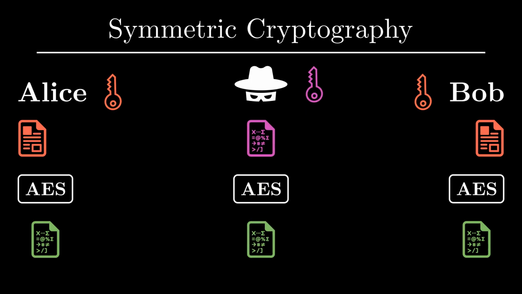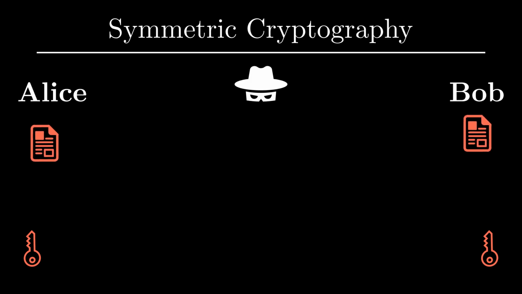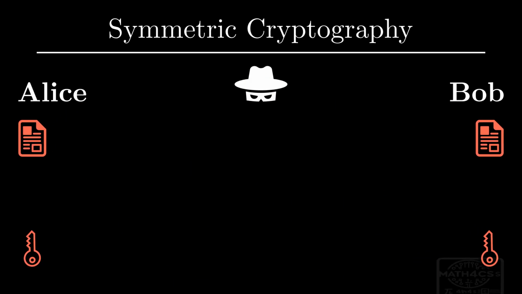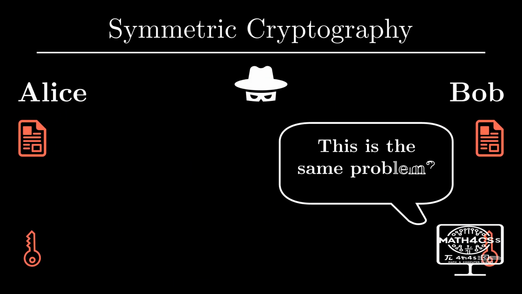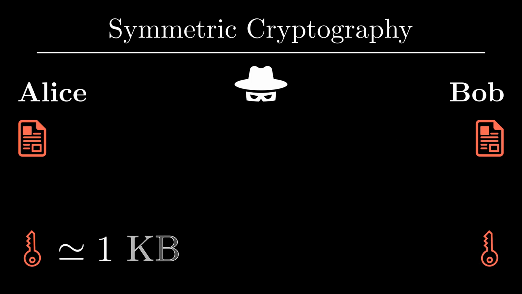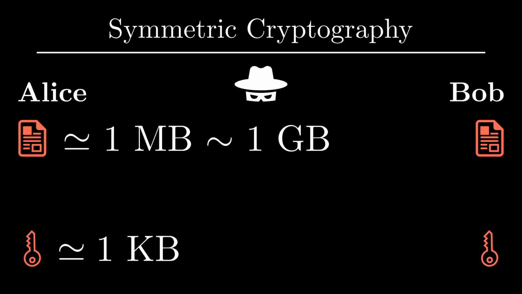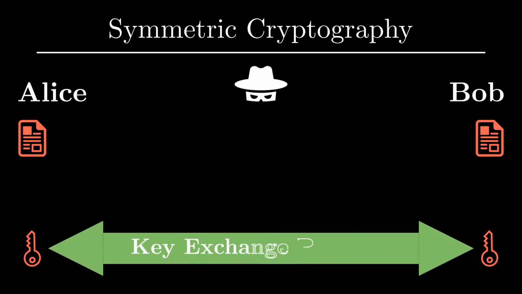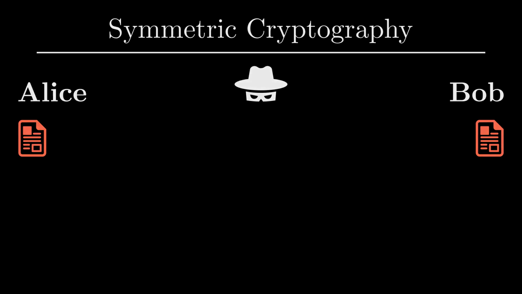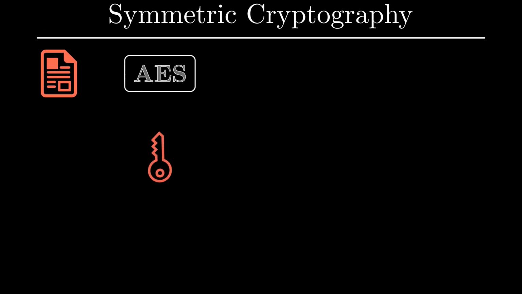You may wonder that to exchange our messages, we need to exchange a key first. This looks like the same problem as before. But this is not the case. The main difference is that the key is much smaller than the messages. This reduces the problem but creates a new problem called the key exchange problem. To solve this problem, Alice and Bob use a different type of cryptography.